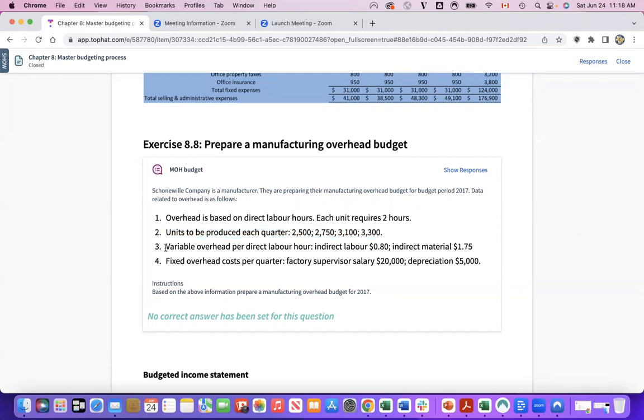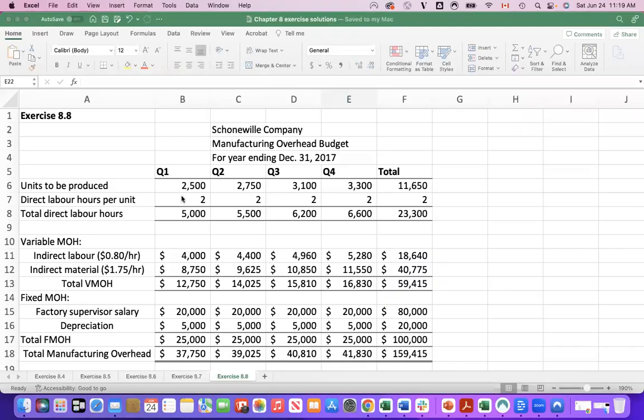Variable overhead per direct labor hour: indirect labor of 80 cents, indirect material of $1.75, and then fixed overhead costs per quarter: factory supervisor salary of 20,000 per quarter, depreciation of 5,000. So based off of that, we can prepare a manufacturing overhead budget.